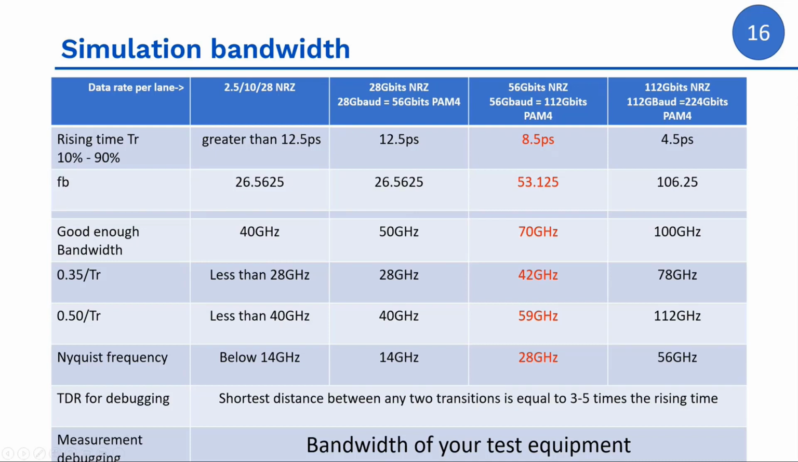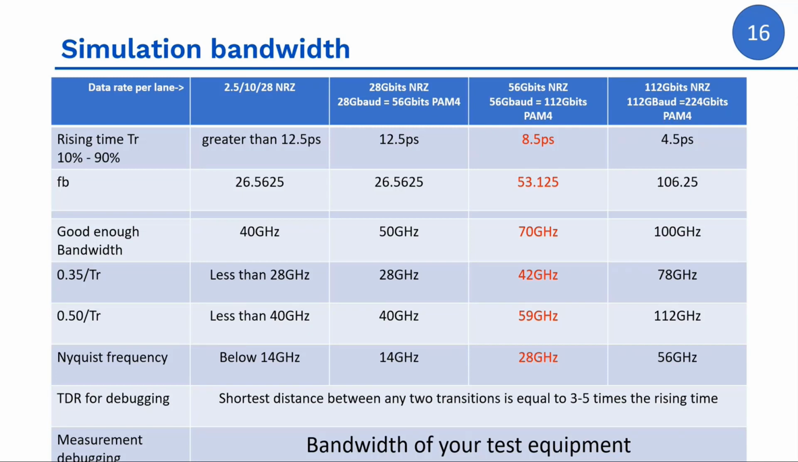The last row is what we are doing, what we are recommending when you are doing measurements. It's very important that you measure things and that you simulate things at the same bandwidth as your sources and your VNA. Don't try to go beyond that, because then you will not be able to match your measurement to your simulation. You will see something different. So it's very important to have both of them the same when you do measurement debugging.